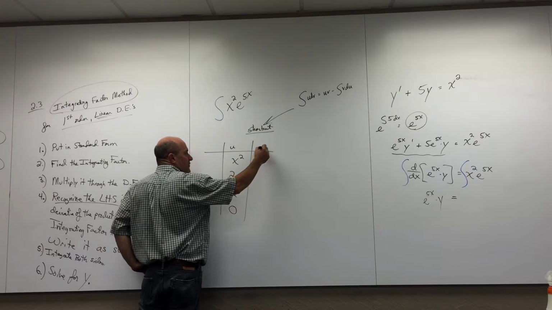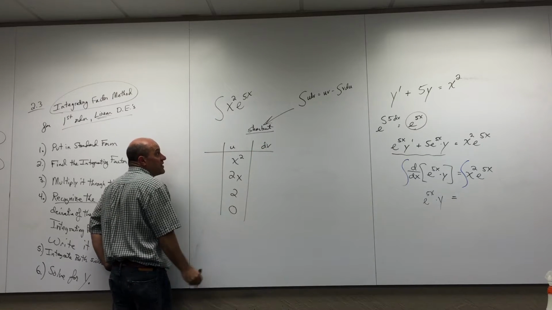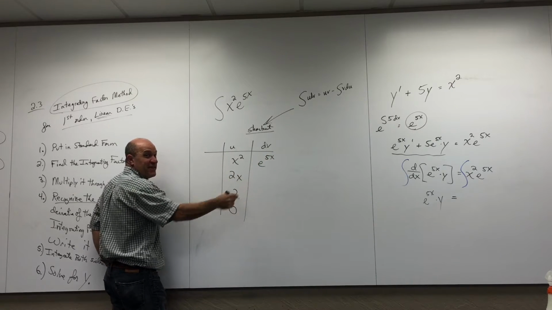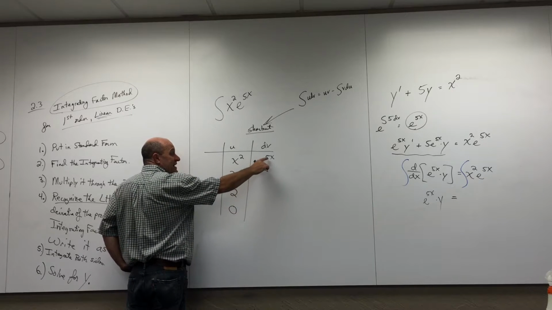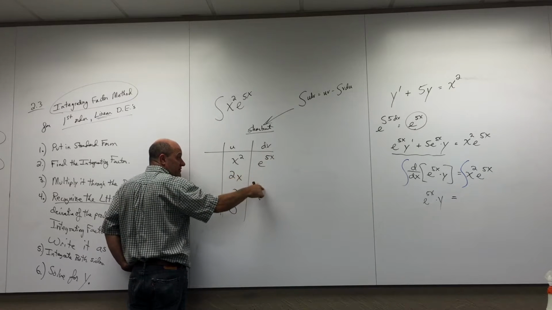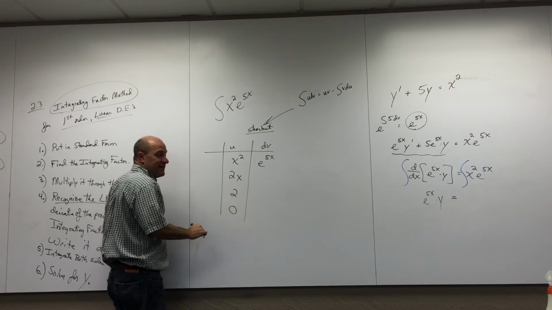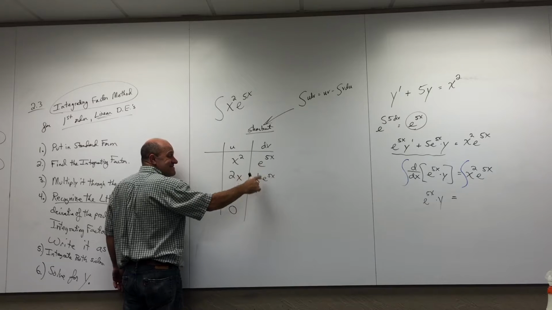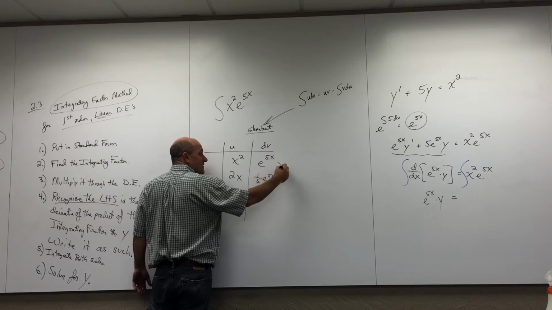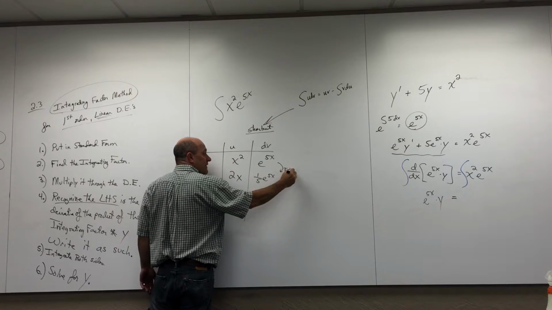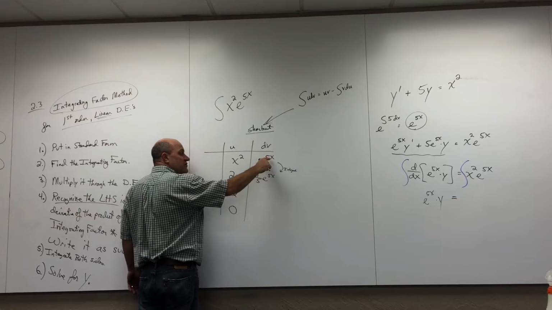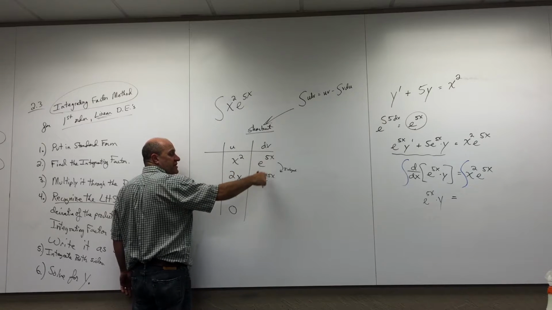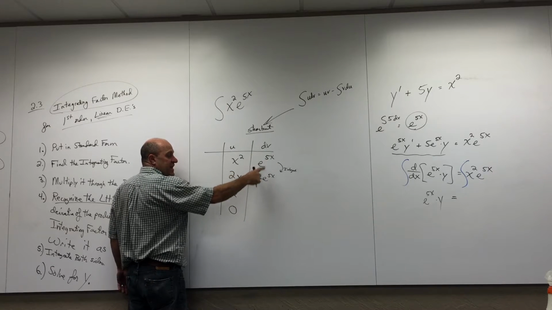And then what do you do here? You put your dv here, which is e to the 5x, and you got to do little baby integrals here. So when you're integrating an e to the 5x, you get a 1/5 e to the 5x. Do you guys agree with that? Right here, you're integrating. You do a little u substitution, and it spits out a 1/5. It's not a chain rule. It's an integration.